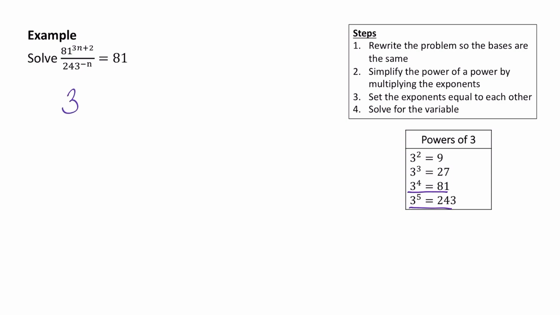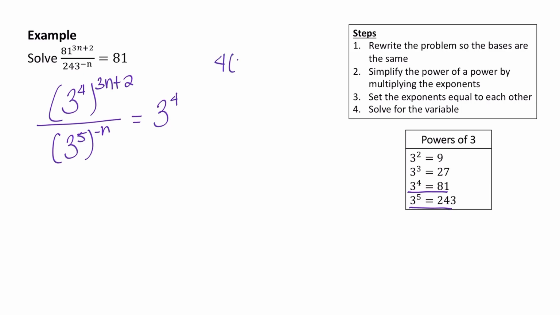So we have 3 to the 4th to the 3n plus 2 power over, and then 243 is going to be 3 to the 5th. So we have 3 to the 5th to the negative n power. That equals 81, which is 3 to the 4th. So now we need to simplify this left side. When we multiply those exponents, we have 4 times 3n plus 2. So we're going to distribute that 4. 4 times 3n is 12n, plus 4 times 2 is 8.